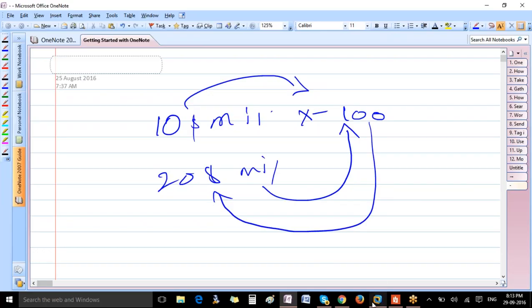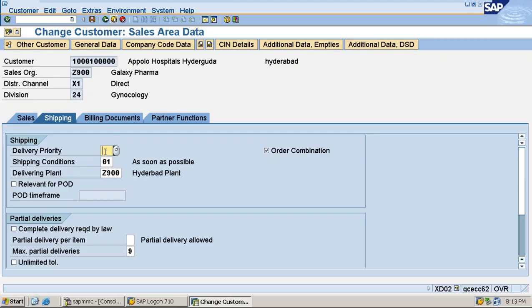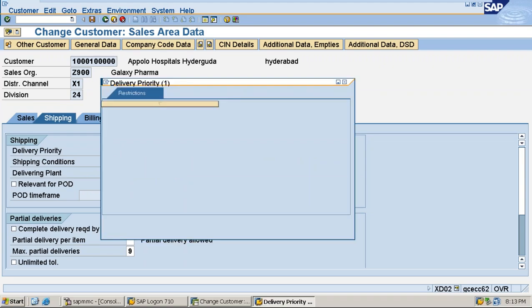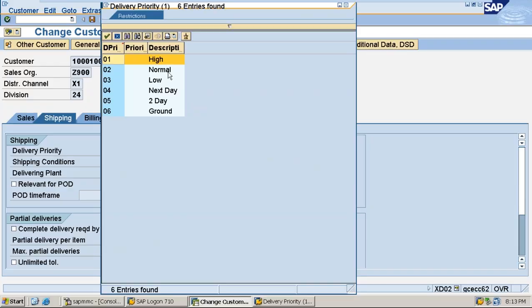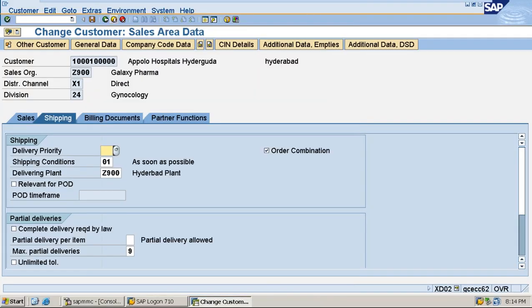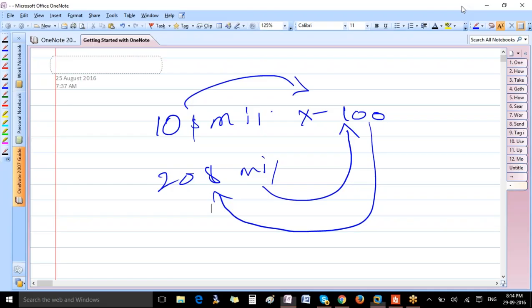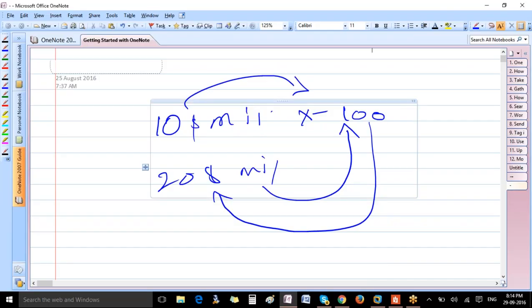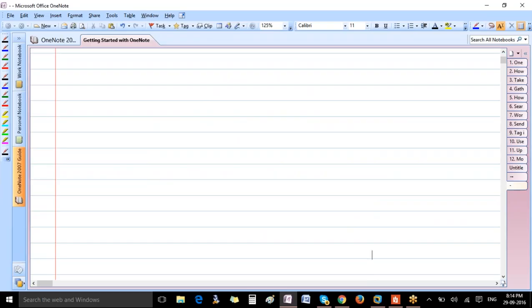So for delivery priority, you'll put it like this. You have options like high priority, normal priority, low priority, next day, 2 days, ground shipping only, like this. So you have priority while delivering the goods. Why are you prioritizing your customers like this? Why are you using a delivery priority in the customer master to prioritize a customer?